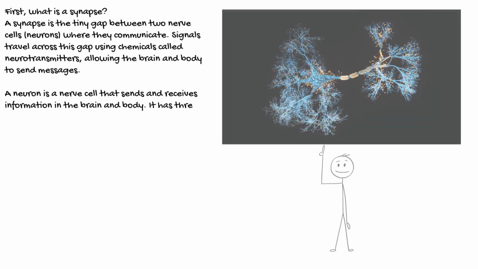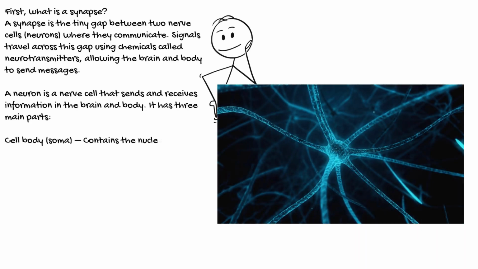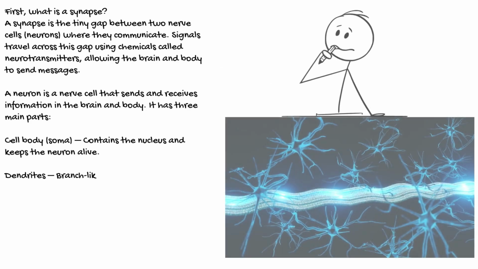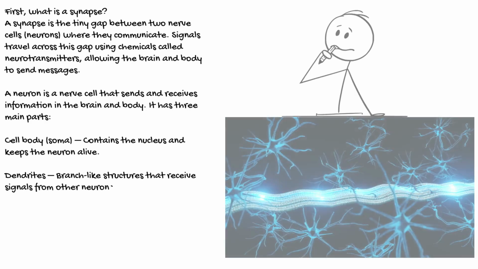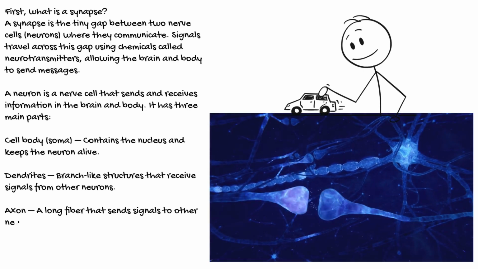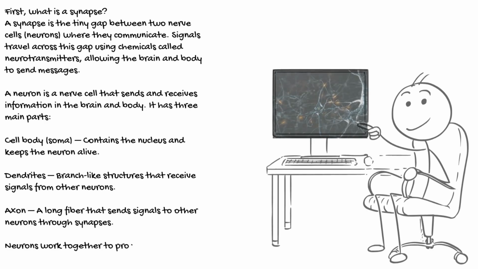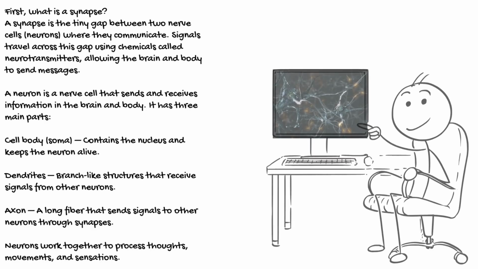It has three main parts. Cell body, soma, contains the nucleus and keeps the neuron alive. Dendrites, branch-like structures that receive signals from other neurons. Axon, a long fiber that sends signals to other neurons through synapses. Neurons work together to process thoughts, movements, and sensations.